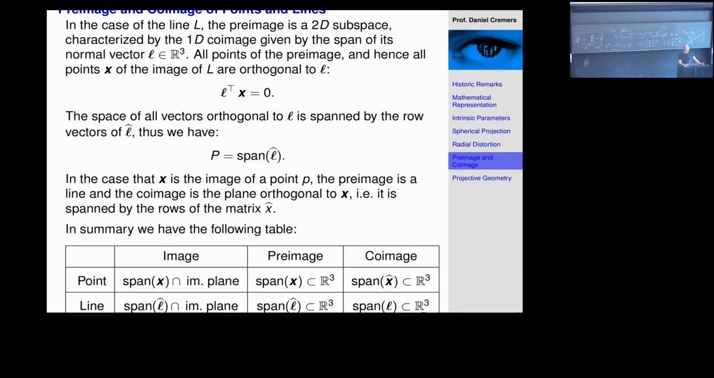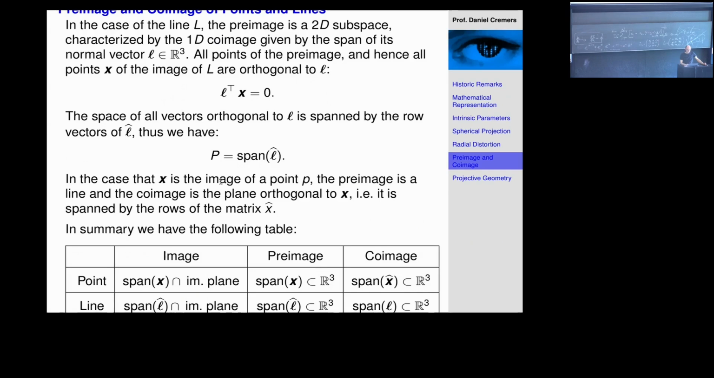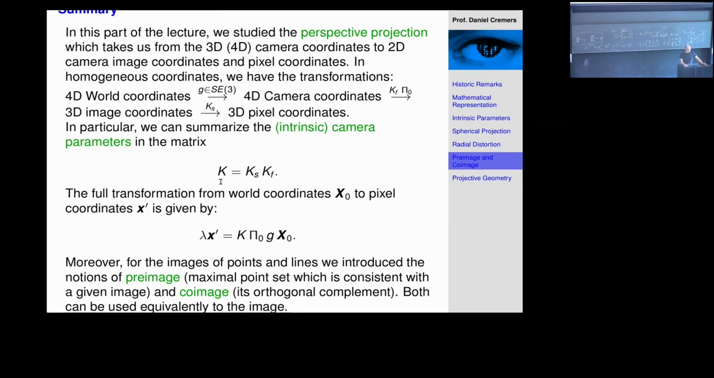And similarly here we can define the co-image as the span of L. So L is the normal vector, and span L is the 1D line that this normal vector creates.